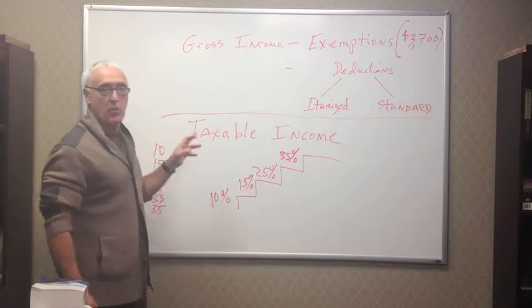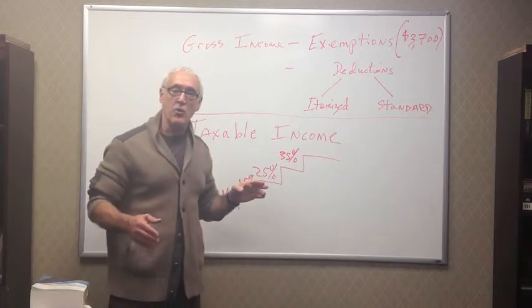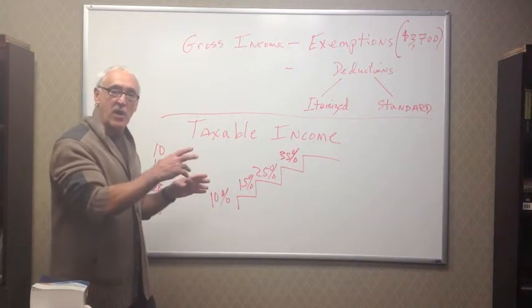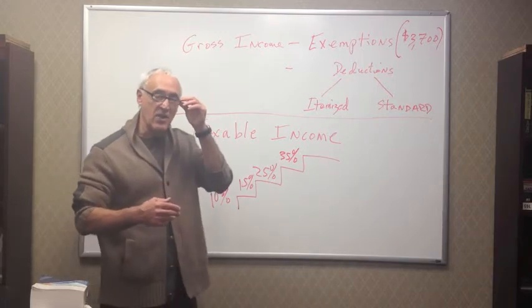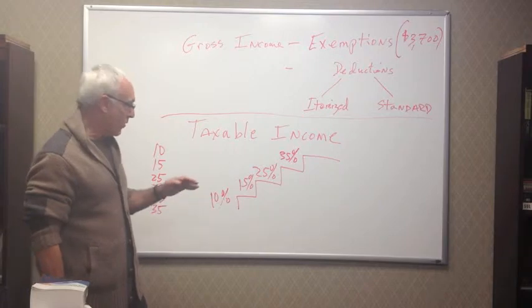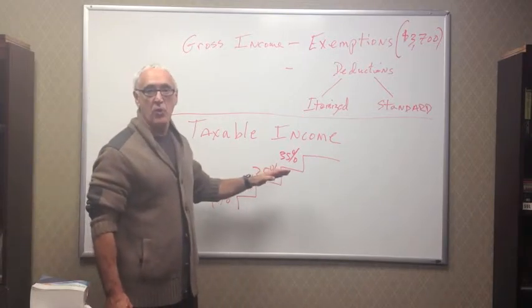Taxable income is probably the most important concept in the Internal Revenue Code because that's the number to which the government applies a tax rate to figure out how much you owe in taxes. Now our system is what's called a progressive tax rate. The rate progresses up as you earn more and more income.